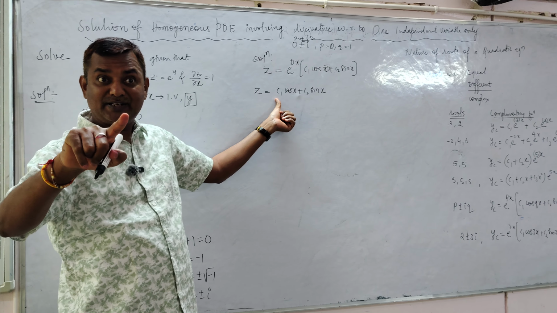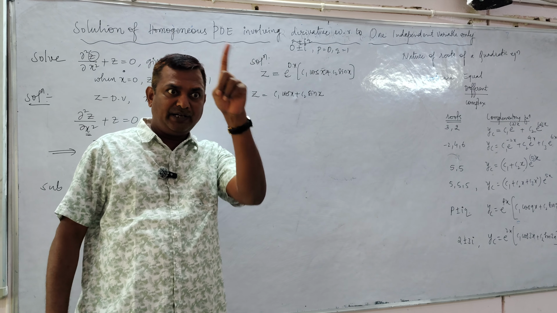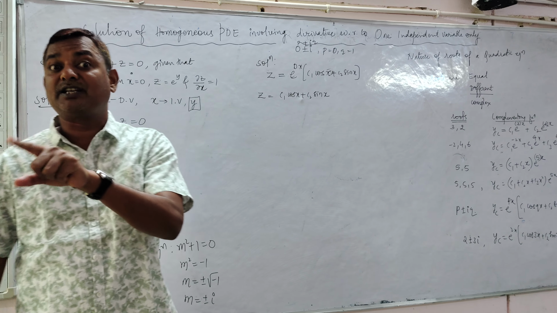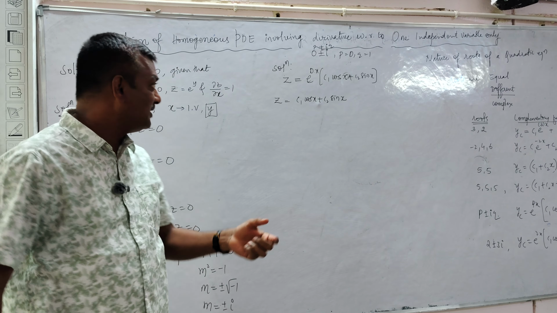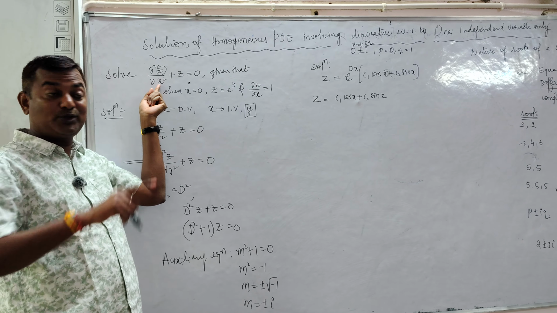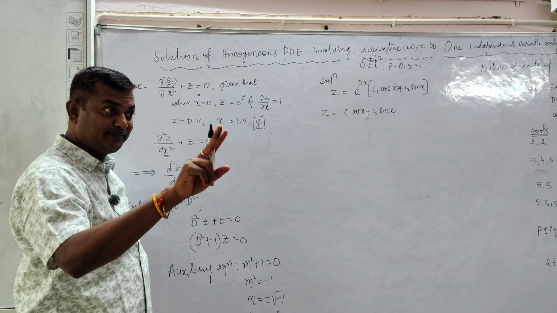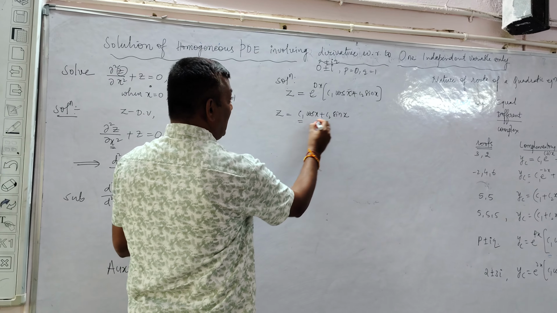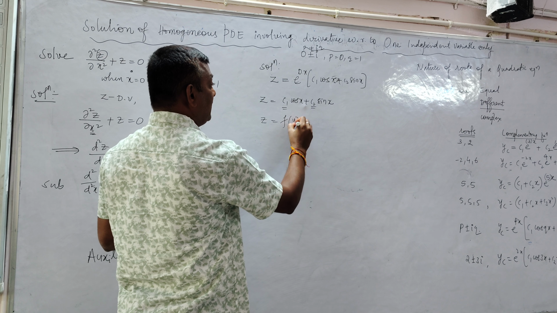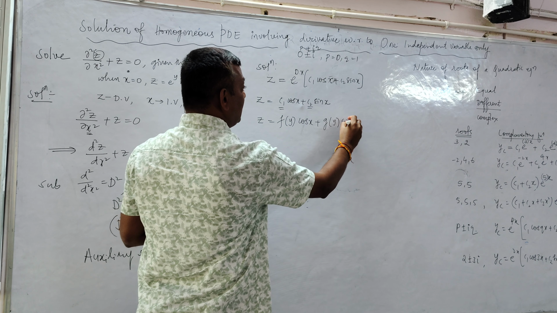Look at this, we are solving a partial differential equation. Whenever solving a non-homogeneous PDE, when you integrate with respect to x, we are going to add the constant of integration as a function of y, isn't it? Similarly, since it is second order with respect to x, dou square z by dou x square, to get the value of z we need to integrate twice. So here we are going to add the constants c1 and c2 as functions of y: f of y into cos x plus g of y into sin x.